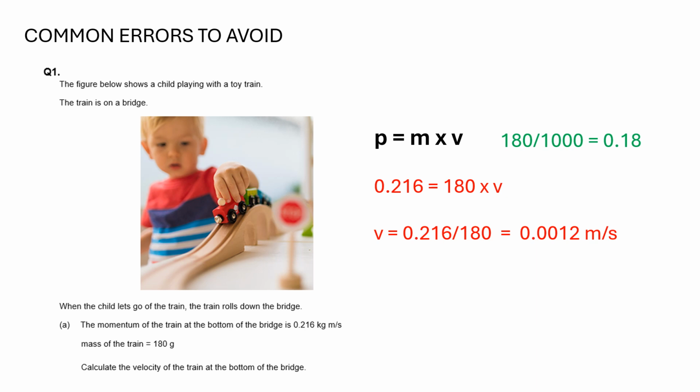So to convert from grams into kilograms, you divide by 1,000, and then you can substitute in the corrected value, which will then give you the right answer. Don't forget, if you've been asked to give the unit as part of the question, there's always an extra mark for giving the unit as well, so please make sure you include it.